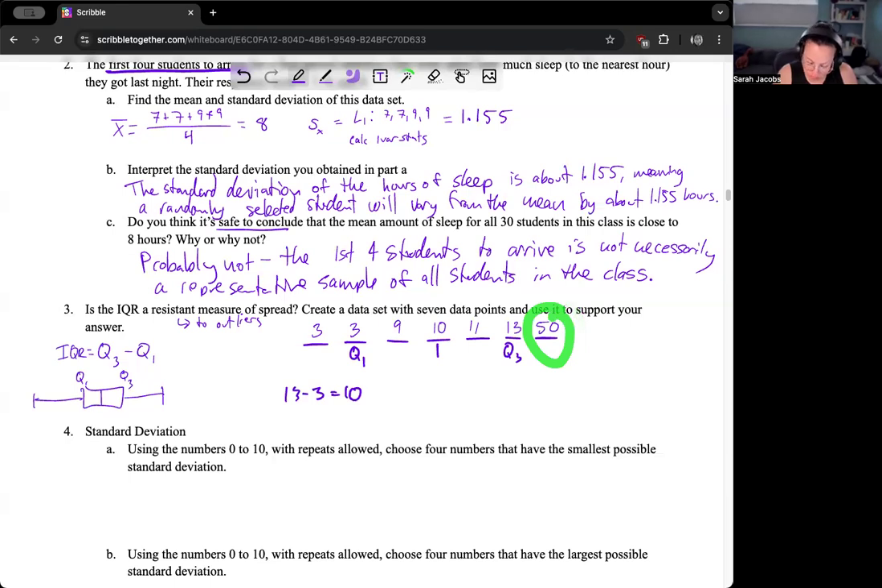And so I would say yes, IQR is reasonably resistant. Now, the bigger the data set, the more stable all our values are going to get, because one value is going to have less of an effect, especially if it's resistant. If I went much smaller than 7 data points, we could change the IQR just by dint of not having a ton of data. But yeah, IQR is a reasonably resistant measure of spread. Okay.